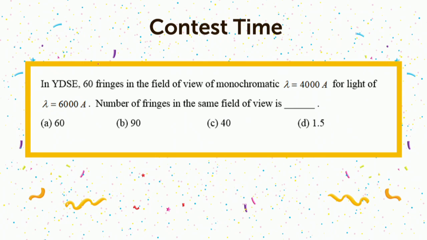In YDSE, 60 fringes are in the field of view for monochromatic light of lambda 4000 angstroms. For light of lambda 6000 angstroms, what is the number of fringes in the same field of view? This is the question in YDSE. 60 fringes in the field of view of monochromatic light of lambda 1 4000, for a light of lambda 2 6000, number of fringes in the field of view.